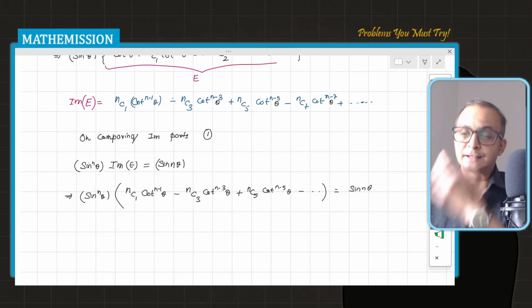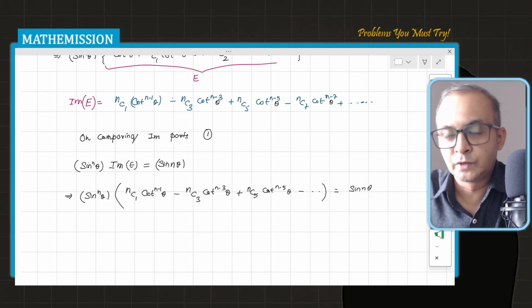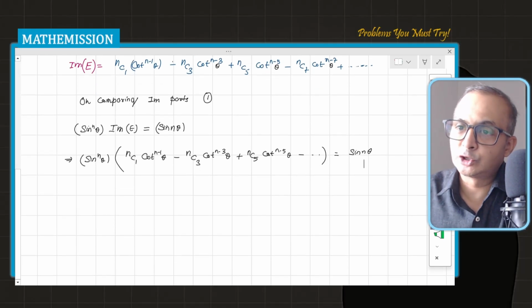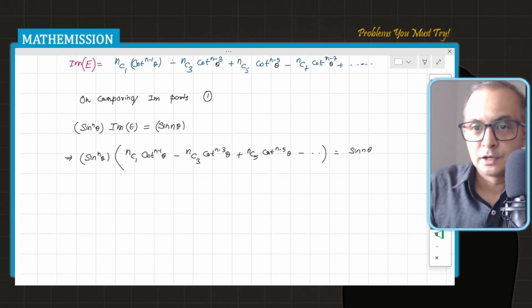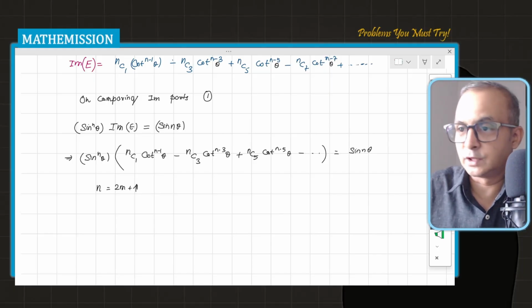Now to make this cot square appear in the scene, what I'm going to do is substitute n is equal to 2m plus 1. So let's take n is equal to 2m plus 1 first. When you do that, what will happen? What is the consequence of it?